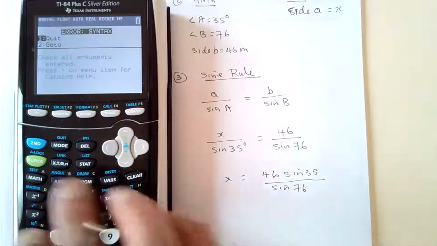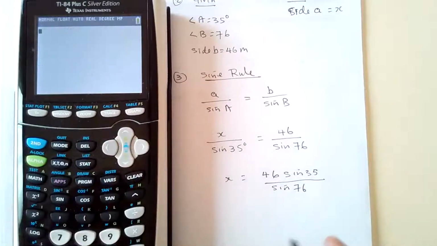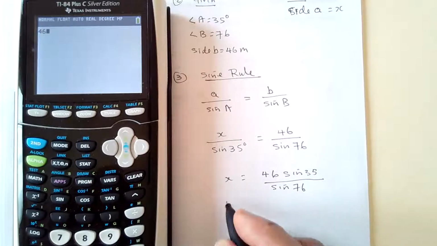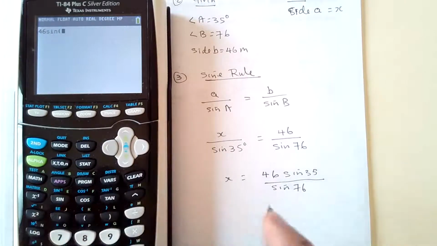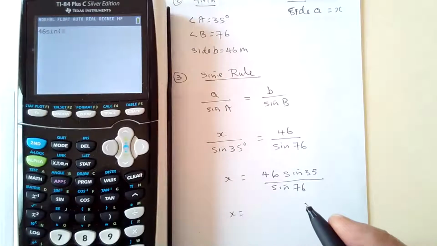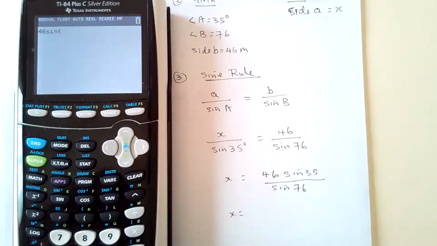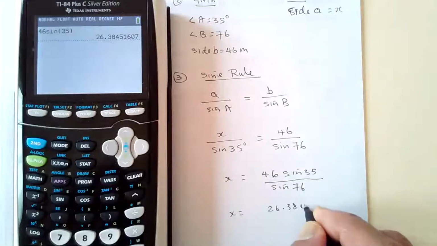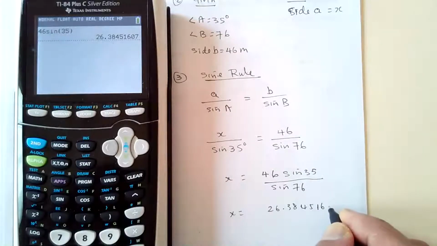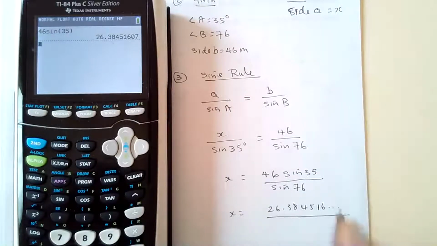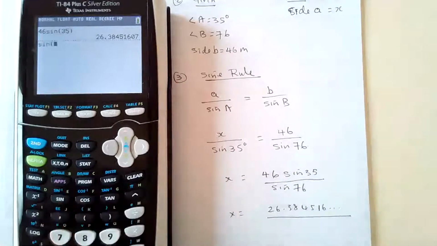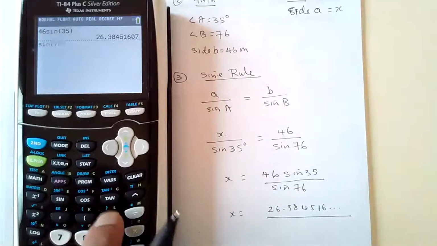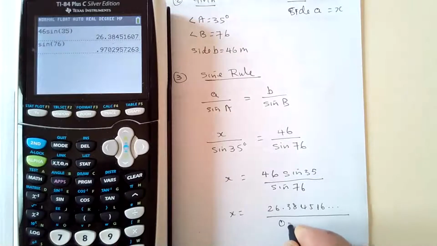Put that on. So it's 4 to 6. So x is equal to sine 35, which is 26.384516. And we have sine 10 to 6, which is 0.97029.